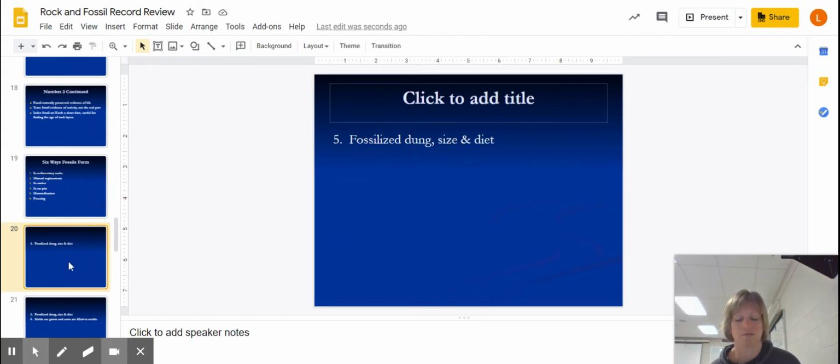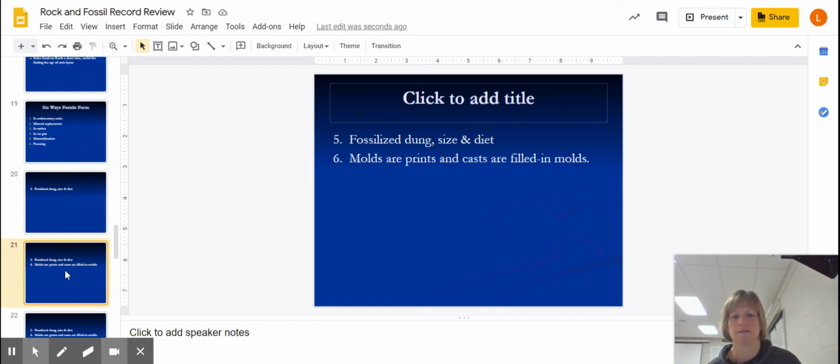Now, here's number 5. What is a coprolite? Okay, so this is the first part. It's fossilized dung. And scientists like finding coprolites because it tells you ideas about the diet and the size of the creature, right? Big animals, big coprolites.